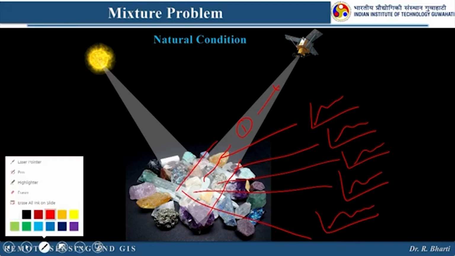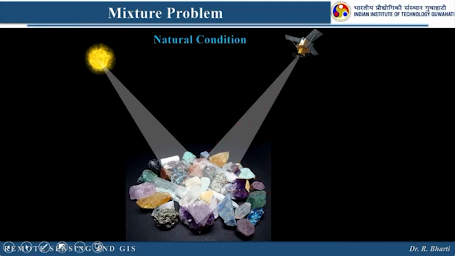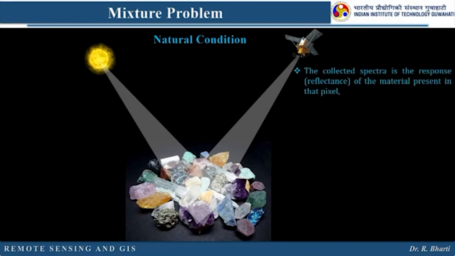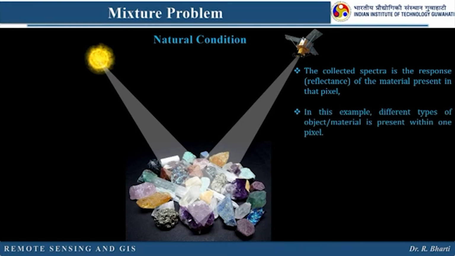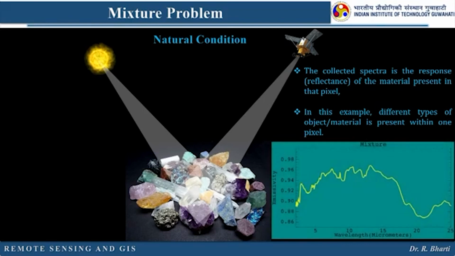So, what exactly is happening? We are going to mix this in our one pixel. So, the collected spectra is the response of reflectance of the material present in that pixel. Then in this example, different types of object or material are present within one pixel. So, if you see the spectral response, it will be something like this, and if we know what are the materials present within one pixel, then if we can add them in some proportion with their spectral signatures, you may get this one, right.